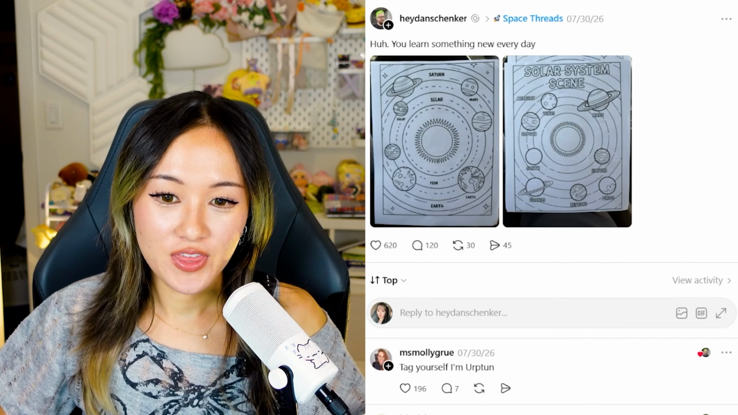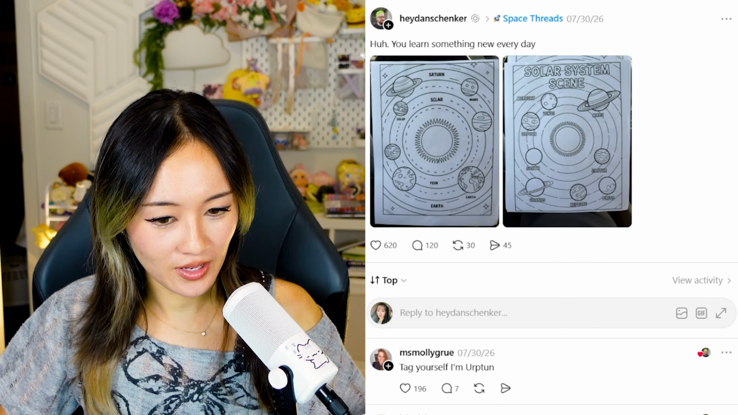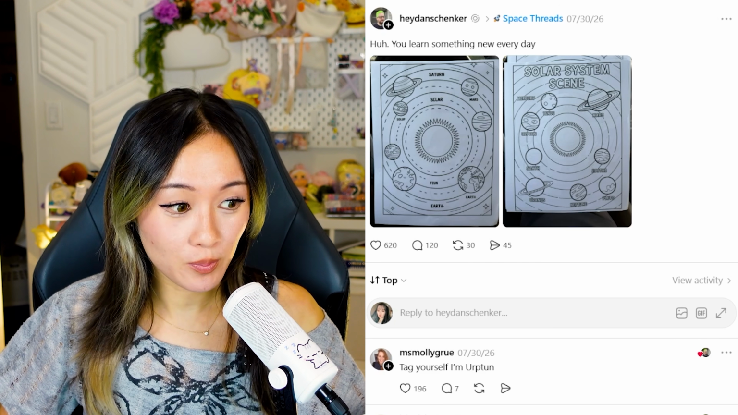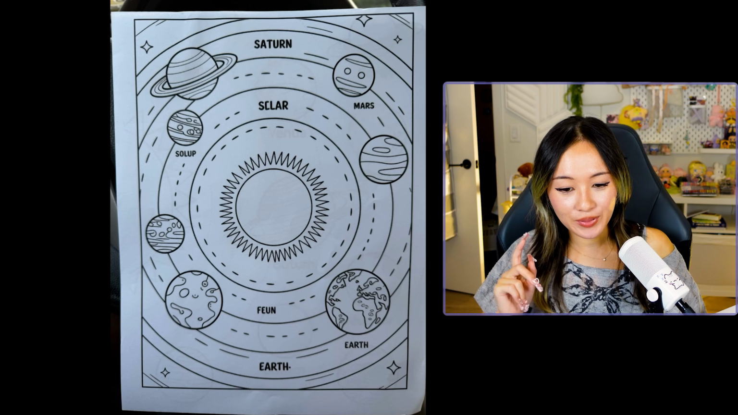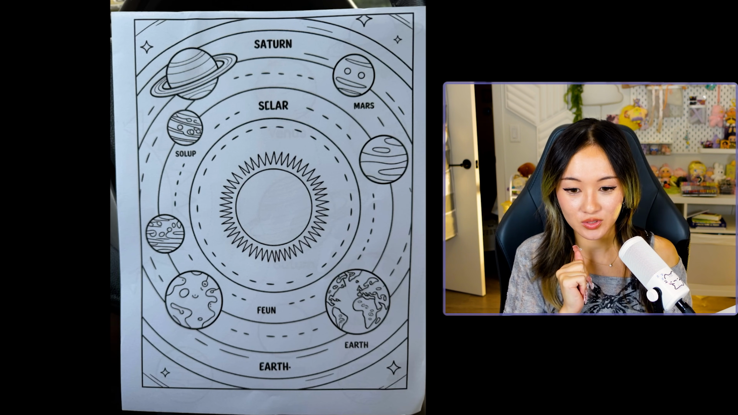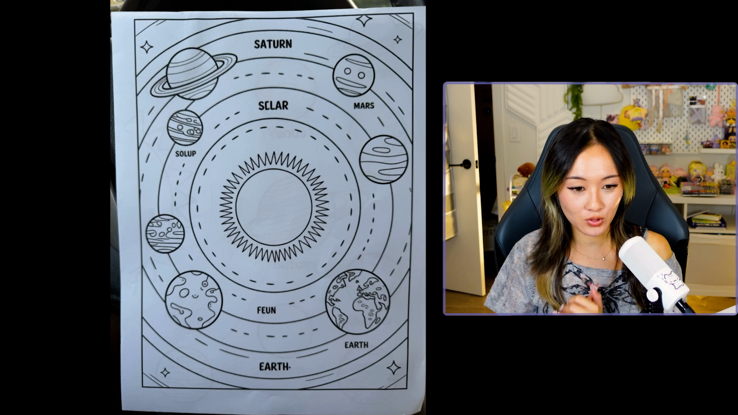So first up, we have this post to Threads by user Hey Dan Schnenker. I am so sorry, I don't think I pronounced their name correctly. And they attach some coloring book pages of the solar system. Except if you take a peek at the coloring pages, these are all astronomically incorrect. These look like kids' coloring book pages, and this one looks like pages that were to show you what a solar system looks like, okay?